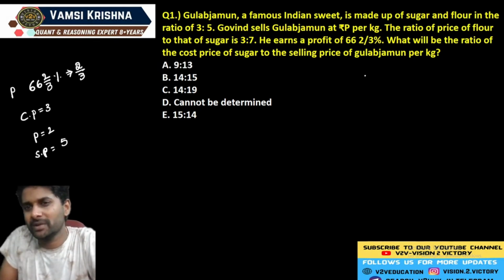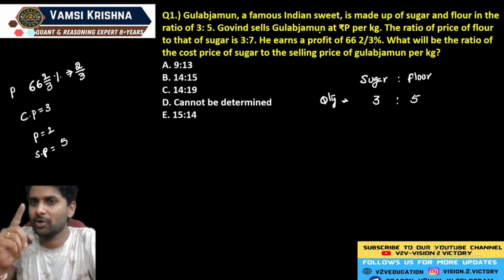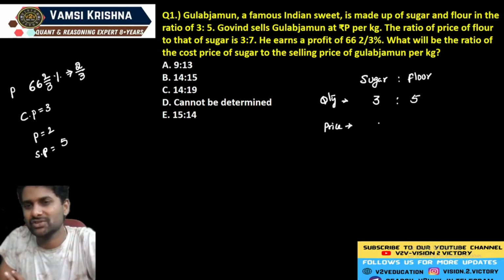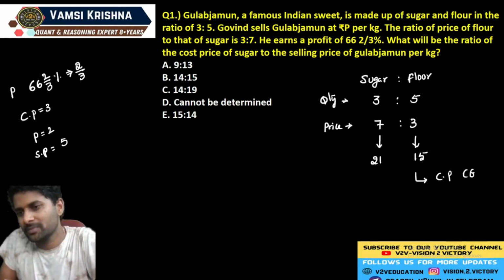Otherwise, try to understand this information, guys. The sweet is a combination of sugar and flour in the ratio of 3:5. So here the ratio is given in terms of quantity. Now, they already sold at a cost of P per kg. And the ratio of price, again they have given, as price of flour to sugar is 3:7, so sugar to flour is 7:3. Now what about cost price here? Cost price is exactly equal to 21 units and 15 units. Now what is the cost price of gulab jamun here? Gulab jamun cost price is exactly equal to 36 units, guys.